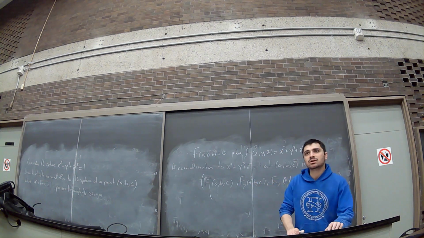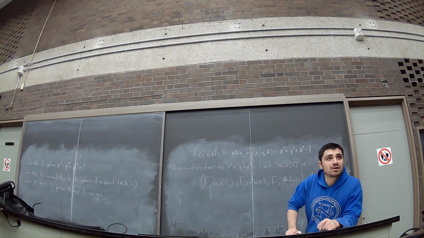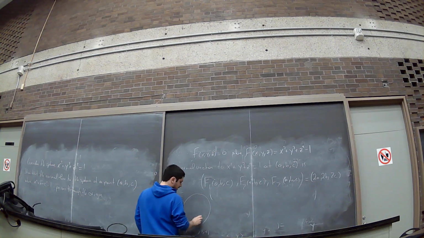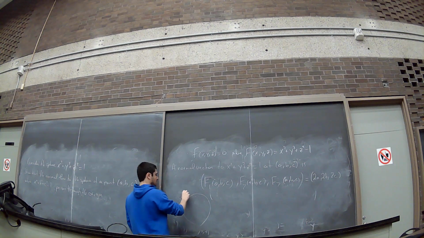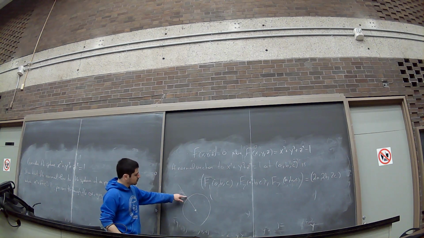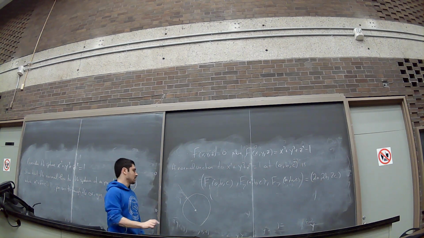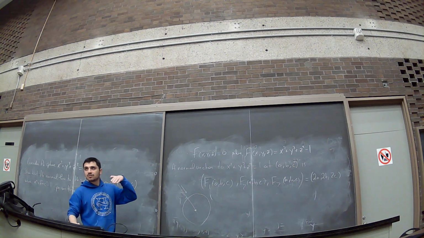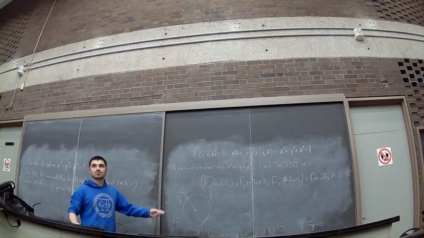We want to show it passes through the origin. There are many ways of doing it, but what's one way? Let's draw our sphere here, and I have the point (a, b, c), and the normal vector going in that direction. I have this normal line. Now, how do I show that this normal line passes through the origin?